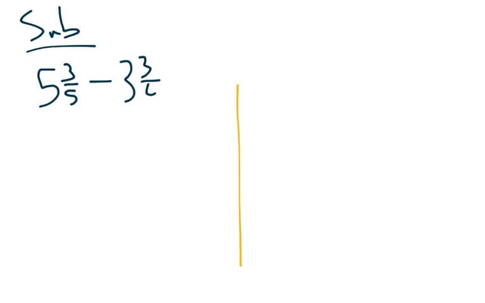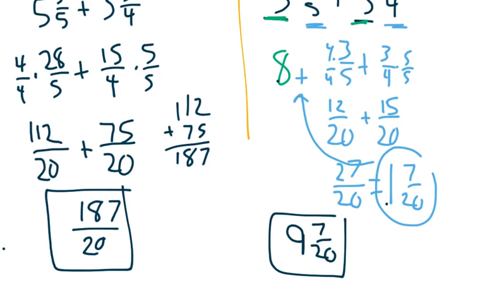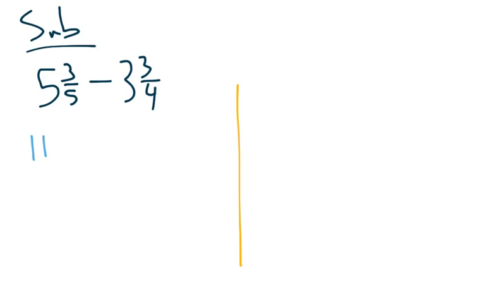Now, fortunately, I've already done all the legwork. I know it's going to boil down to 112 over 20 minus, in this case, because I'm dealing with a new problem, 75 over 20. So let me write that. 112 over 20 minus 75 over 20.